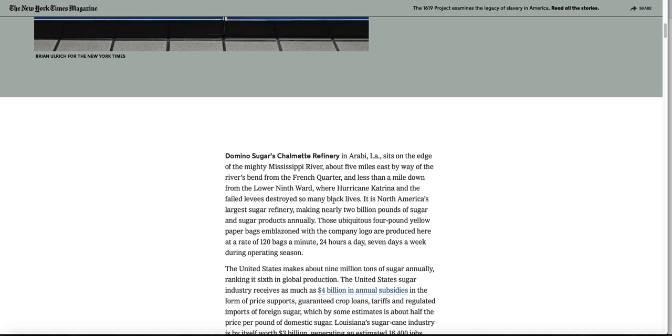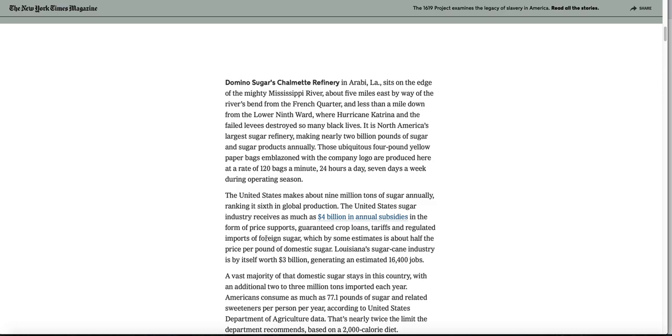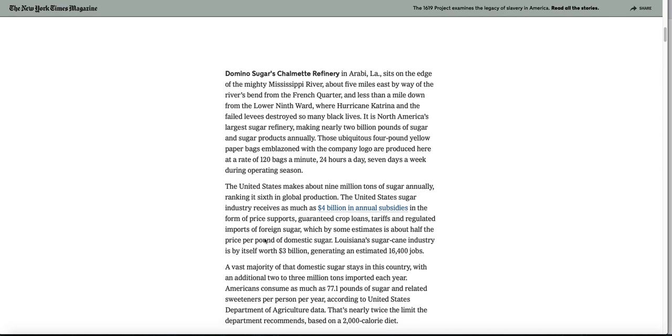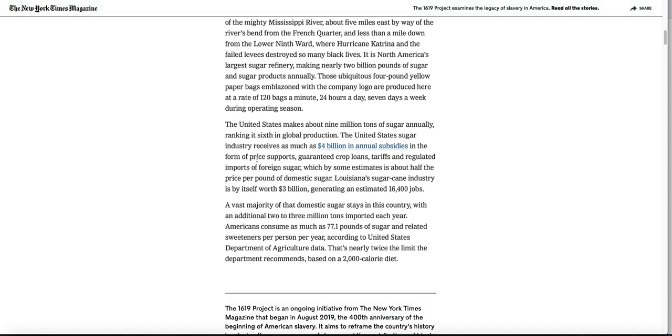All right. It is North America's largest sugar refinery, making nearly 2 billion pounds of sugar and sugar products annually, in 4 pound yellow bags. It's funny, ain't that something, sugar, that was Oprah's show. I can't remember exactly what it is right now about that family that had that plantation, I mean that farm. So again, they're making a lot of money off of sugar, and if it's the largest, then this must make a lot of money. It must have made more, it's more addictive.